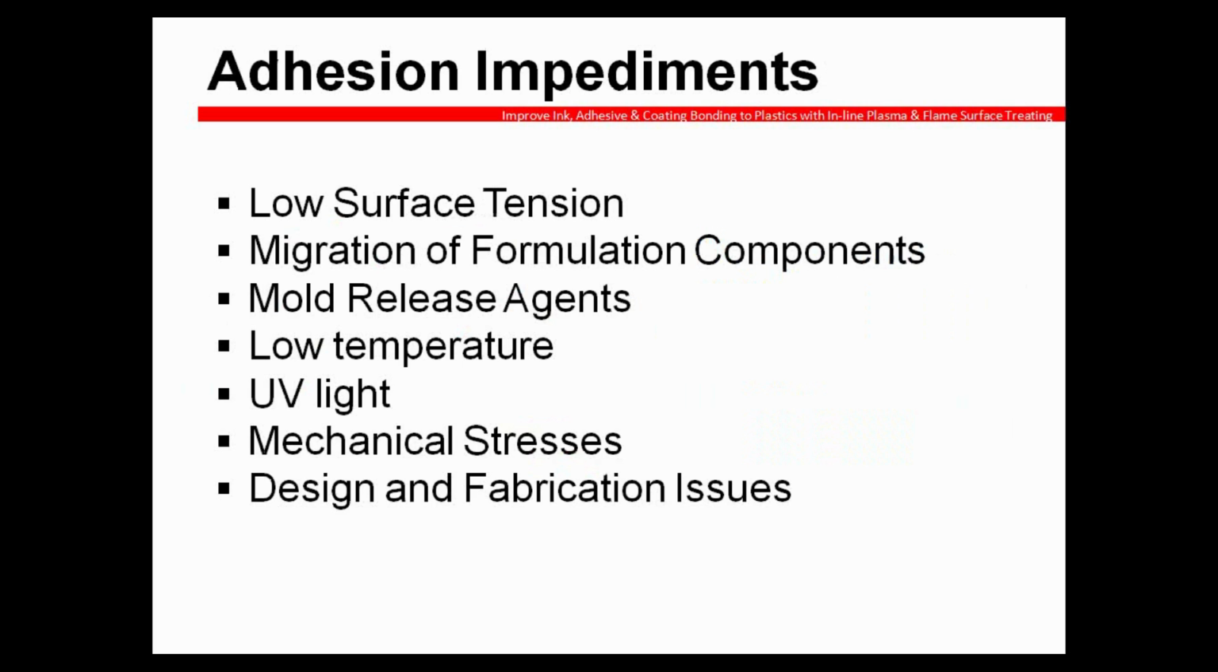So things that will impede good adhesion are low surface tension. I use the word surface energy as well. It's another way to refer to surface tension. We also refer to that in dynes, and Ryan's going to talk a little about dyne testing here in a bit. Migration of formulation components, mold release, temperature, UV light. There's mechanical stresses. This is huge in the automotive industry too. The more mechanical stress you have on the actual part itself can be an adhesion impediment. And then, of course, design and fabrication.